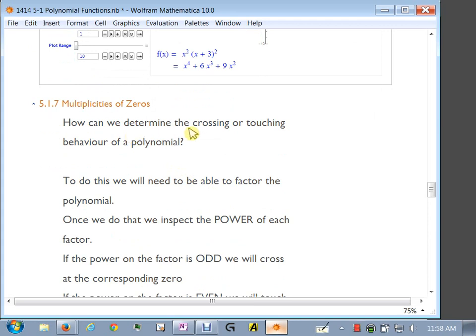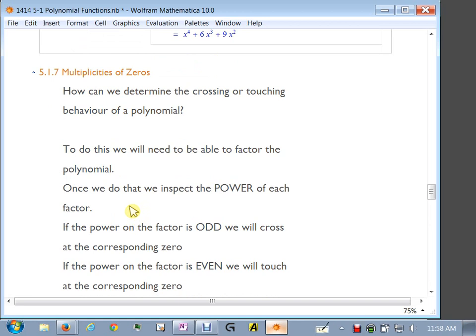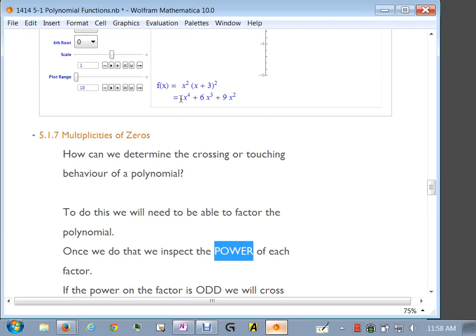How can we determine the crossing or touching behavior of a polynomial? How can we tell? To do this, we will need to be able to factor the polynomial, and that is going to suck for us at some point in time. Once we have factored it, we inspect the power of each factor. So this is it not factored, and this is it factored.